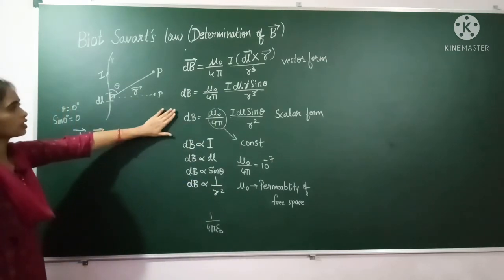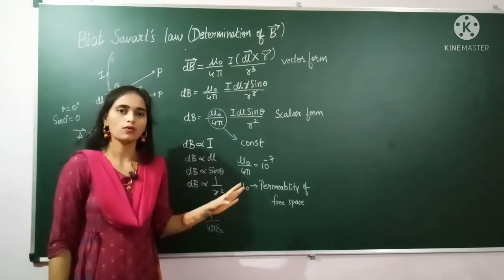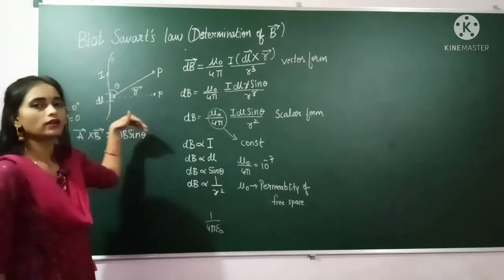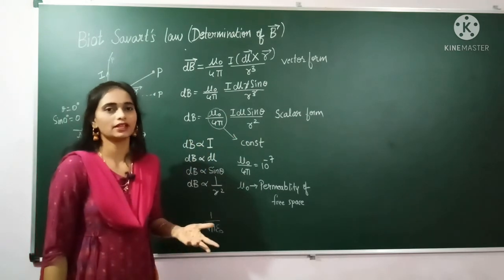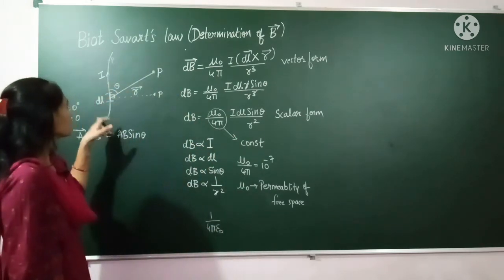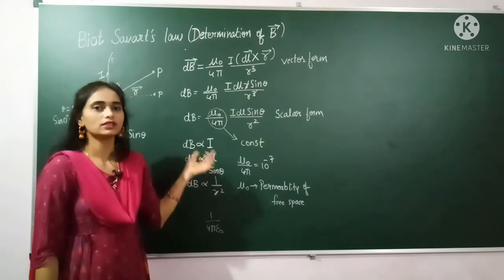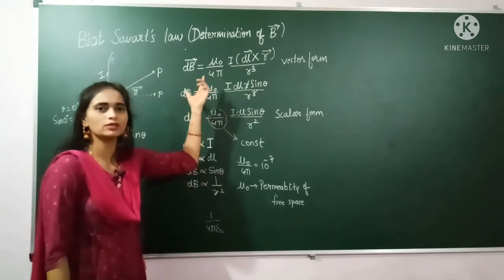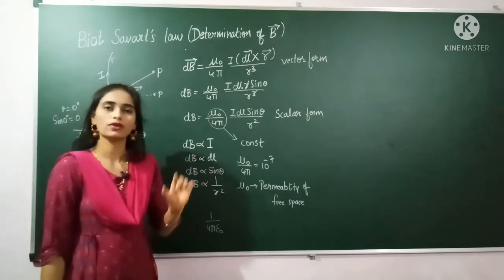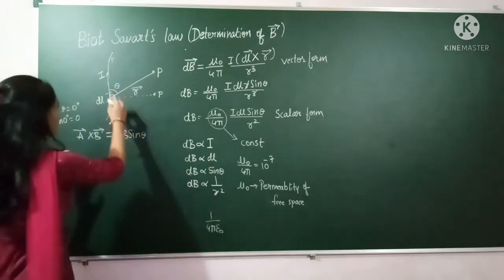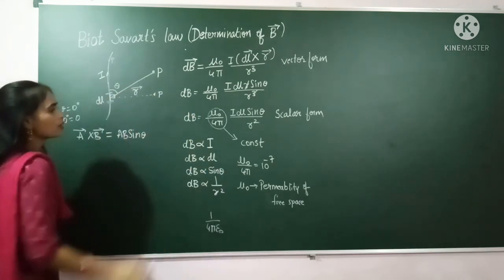This Biot-Savart law can be used only for the current element, not for the whole wire. For the whole wire, in the next class we will study applications of the Biot-Savart law and Ampere's law, and in that case we can calculate for the complete wire. But using this Biot-Savart law, we cannot calculate for the complete wire. This is one of the disadvantages of the Biot-Savart law. It is applicable only for the current element, meaning a small part of the wire, which we call the current element. So this is all about the Biot-Savart law.